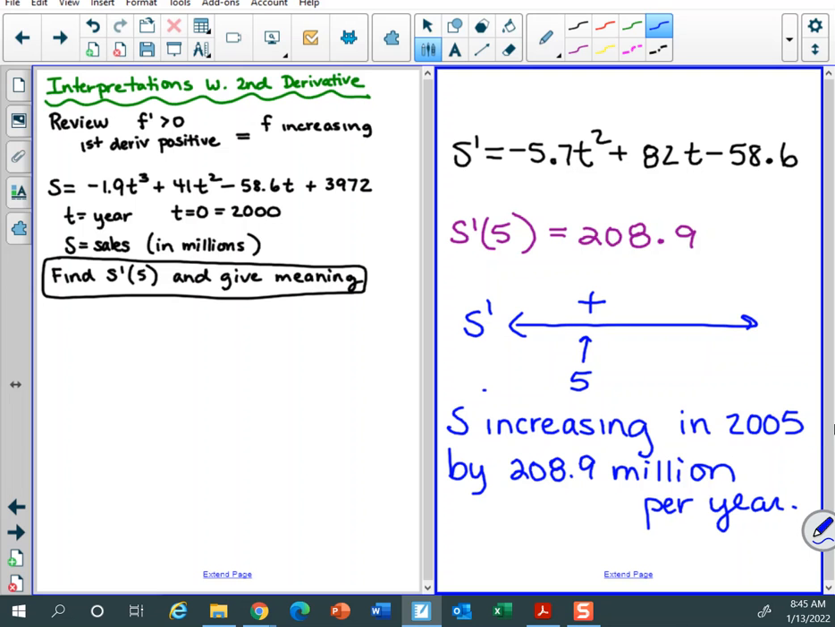If we measure the slope of the S function at 5, the slope of the S function at 5 is 208.9. It's a positive slope at 5. That means that the thing that S measures, which is the sales, those sales are increasing in 2005 at a rate of, or by, 208.9 million per year. Okay. Increasing, positive slope. Positive first derivative, increasing.